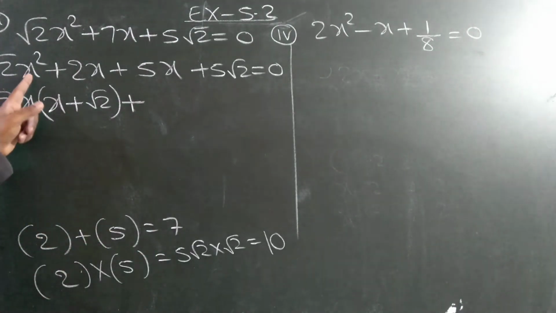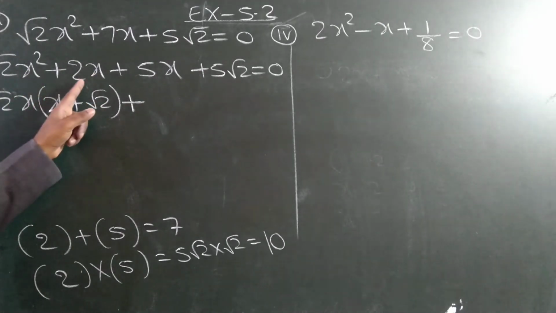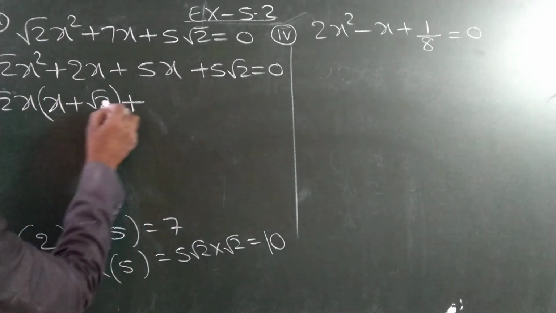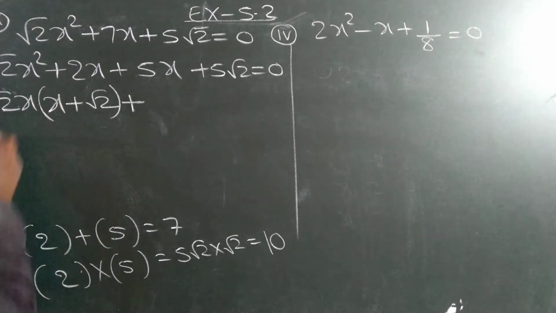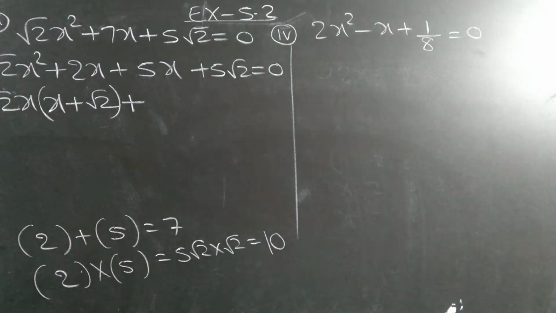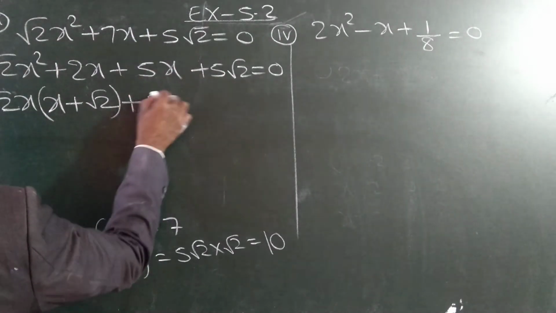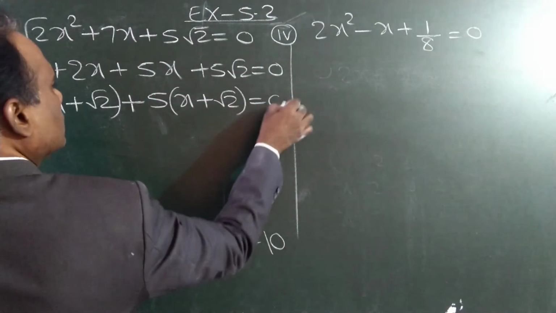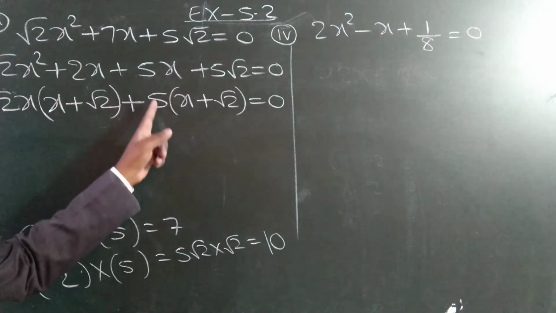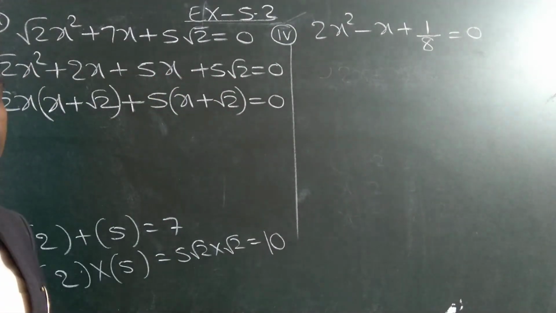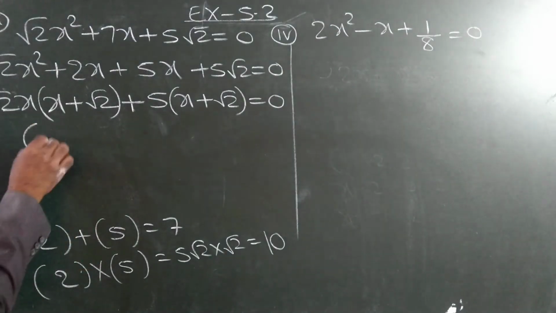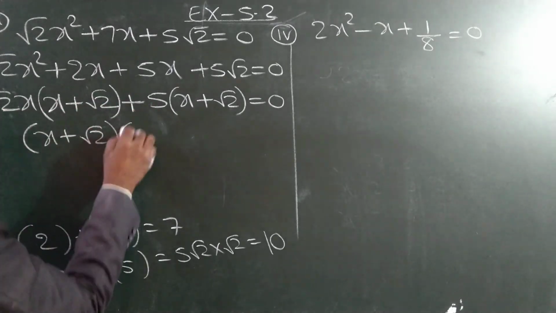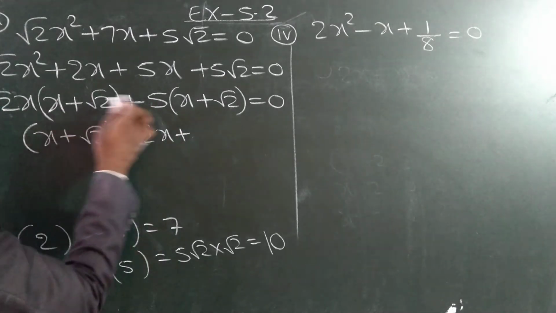Root 2 x common, another x remains. This x is common, and 2 can be written as root 2 into root 2. Root 2 common, another root 2 remains. Five common. 5 common, x plus root 2. X plus root 2 common, root 2x plus 5 remains.